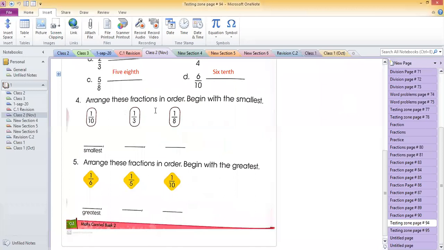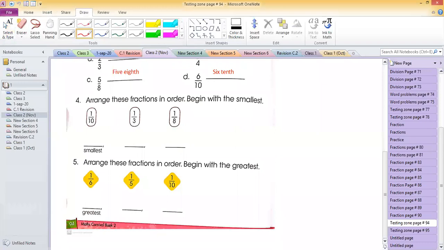Now come again here. If you arrange these fractions in order beginning with the smallest, you have to write the smallest one first. So check the denominator. The numerators are all 1, 1, 1, 1. Now look at the denominators. This is 10, this is 3, and this is 8. So 10 is bigger than 8 and bigger than 3 also. So 1 over 10 is the smallest among all. If you need to write the smallest one, write 1 over 10.